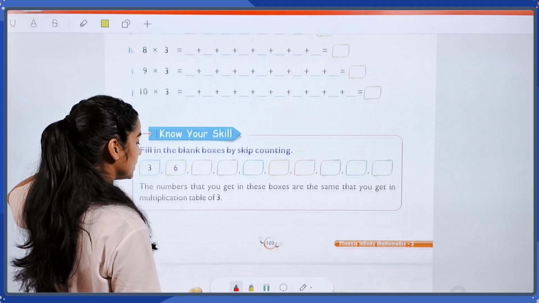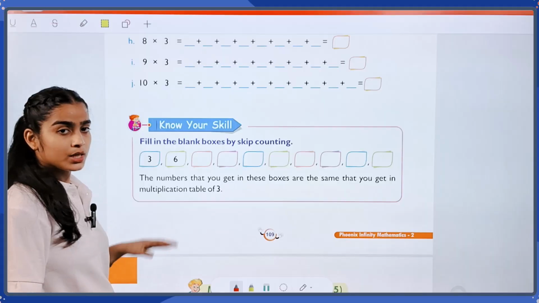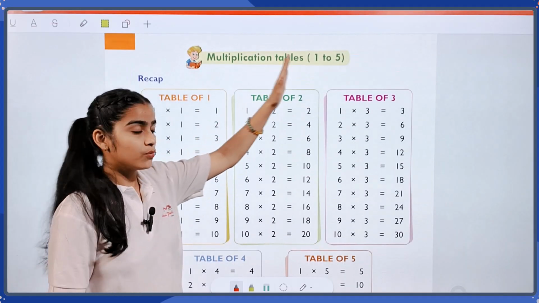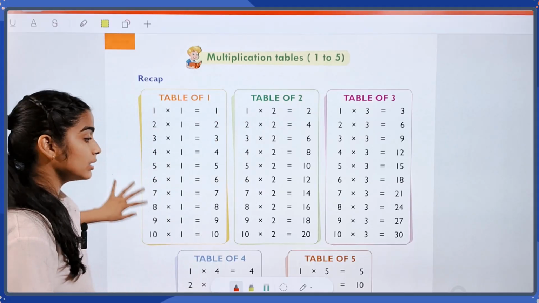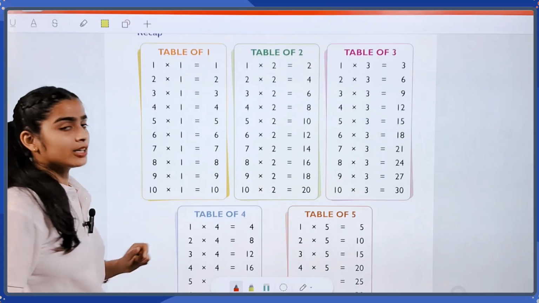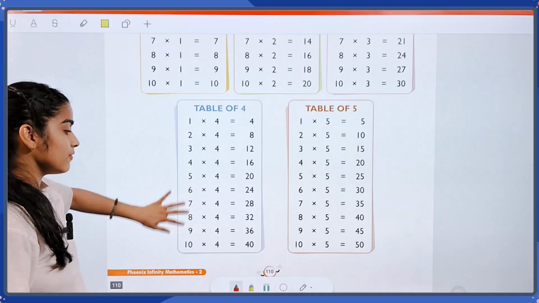You have to repeat the whole process we are doing in 2's table. After you have your tables 1 to 5, what we have to do? You have to learn this table. How much fluency you have in your tables, that much multiplication will get easy for you.